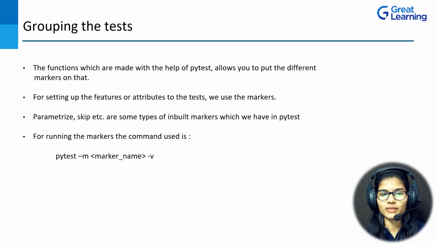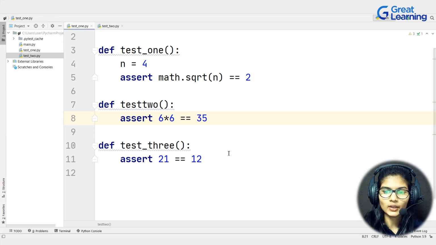And for running the markers, you have the command pytest -m, angular brackets, marker_name, and then -v. So these are some points regarding grouping the tests. Now let's see how we put the markers. Hope you remember I told you about markers as well, that these are one more thing we have in PyTest. So let's check how we put up the markers.